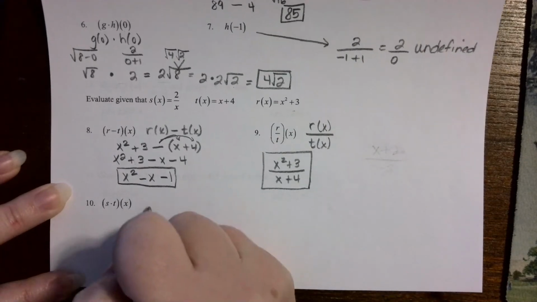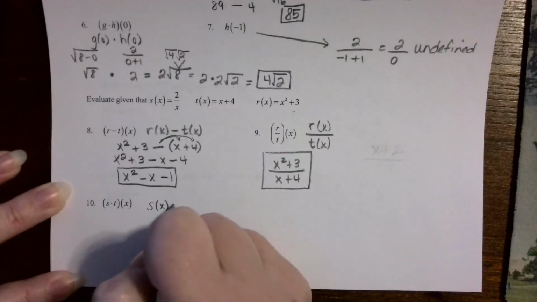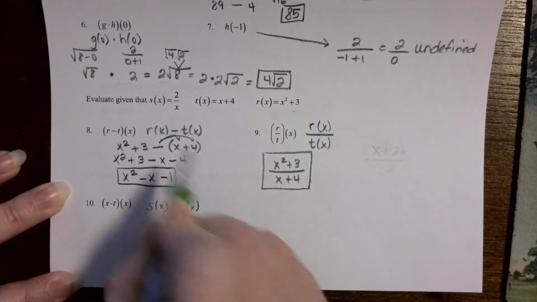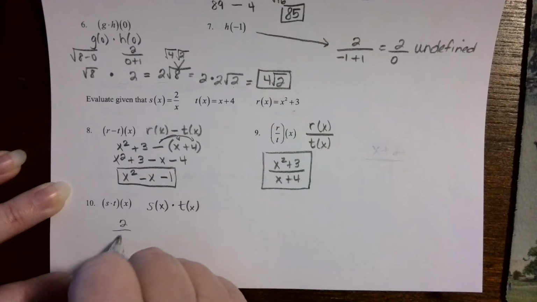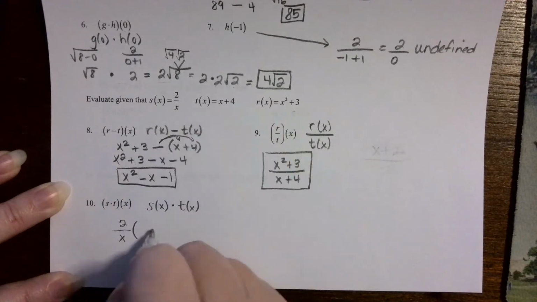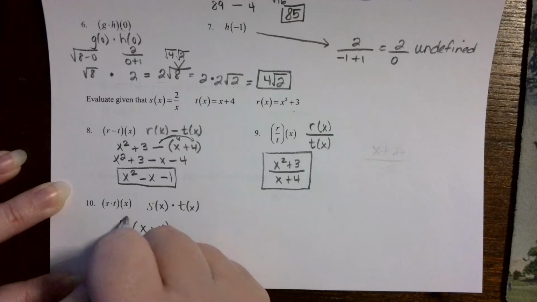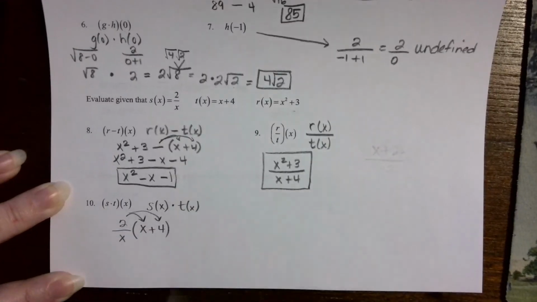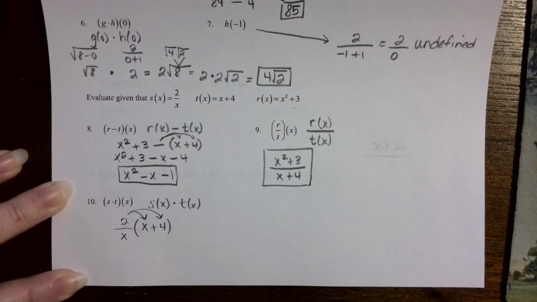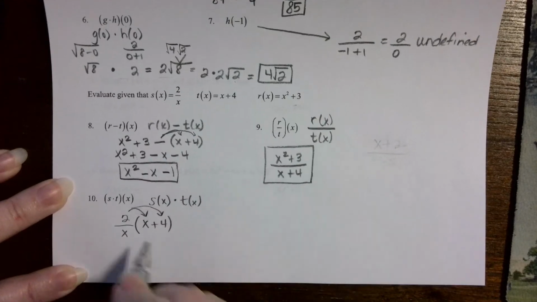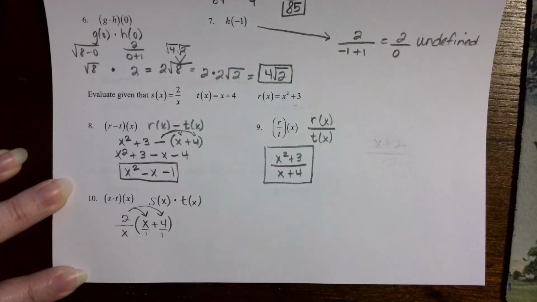All right, number 10. We have s of x times t of x. S is 2 over x. T is x plus 4. Now, we could distribute this. When you are distributing and multiplying fractions with fractions, just remember that everything is a fraction. That x, which wasn't a fraction, could be x over 1. That 4 could be 4 over 1. And when you're multiplying fractions, top multiplies with top and bottom multiplies with bottom.